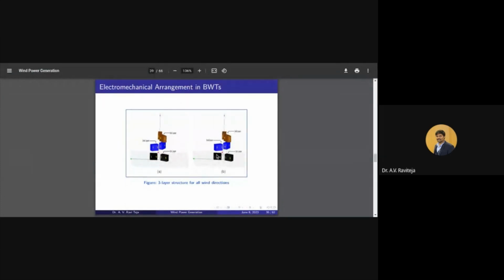For one possible wind direction, only one layer will give the maximum. But for any other wind direction, every layer will give some component. So the net addition of all three layers will give me sufficient field change, such that sufficient voltage is induced in the coils.